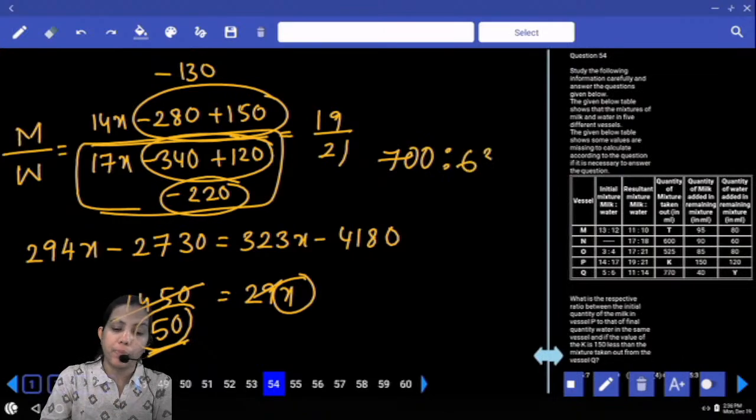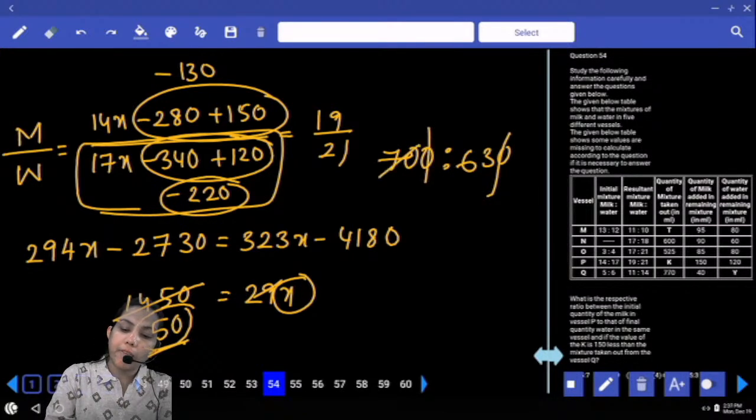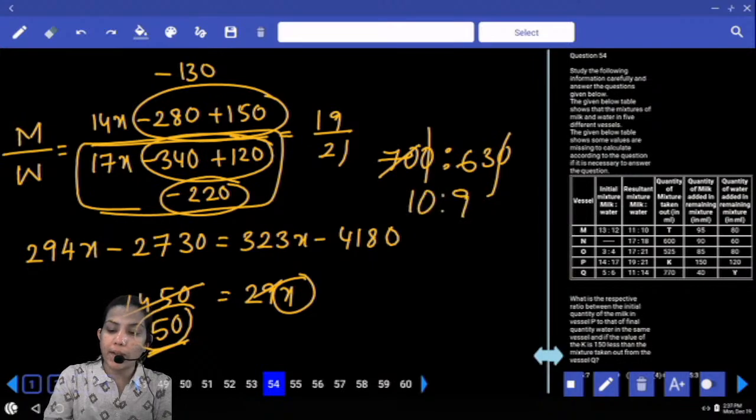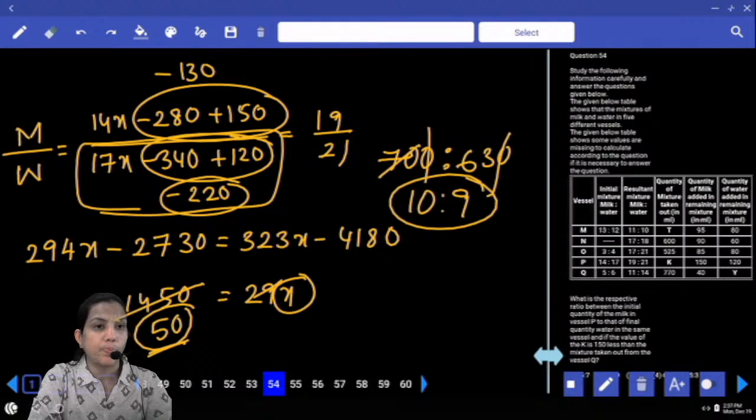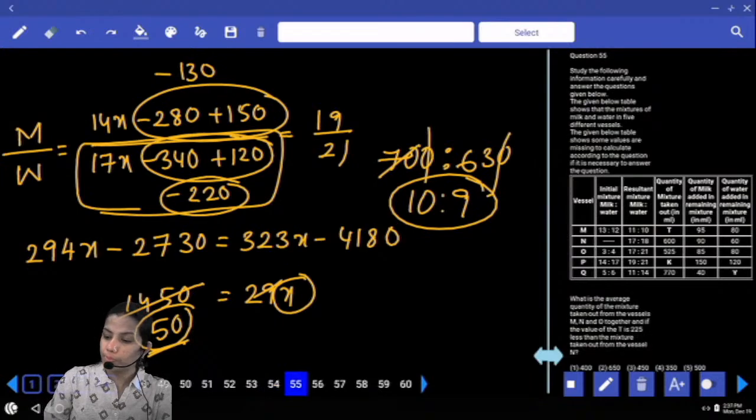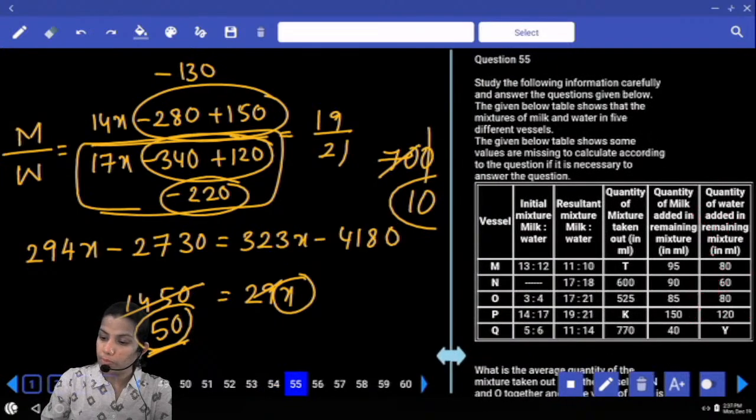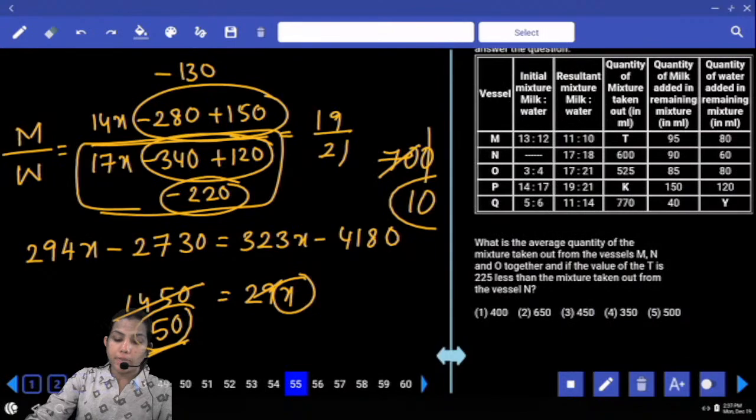సో 630. 0 0 cancel. 7 table exactly 10 times and 7 table 9 times. 10:9 is the ratio. 10:9. Next question number 55.